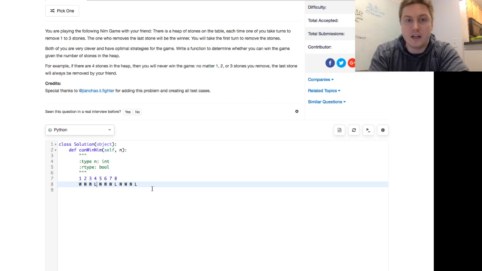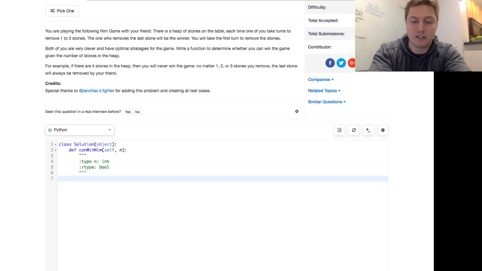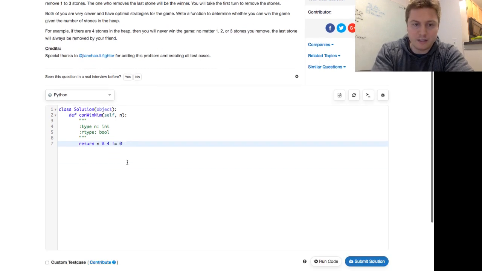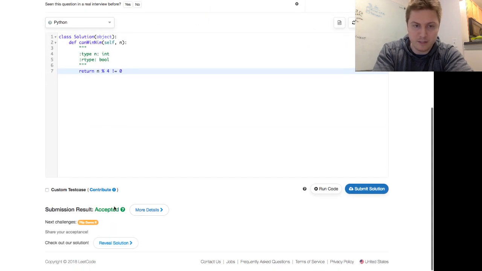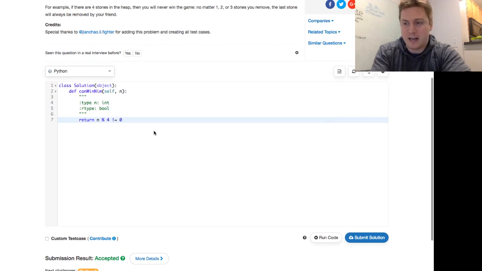So write a function to determine whether you can win the game. It's the opposite of that, right? Basically all we have to do is return, given the number n, whether n divisible by 4 does not equal 0, right? In that case, we win the game. So let's go ahead and see if that's the case. We had run this earlier and we saw that it was accepted. And indeed, it's accepted again here today.